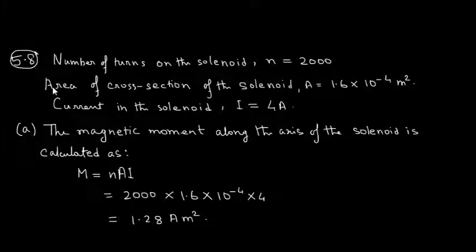So here we have number of turns on the solenoid, that is n is equal to 2000. Area of cross section of the solenoid A is equal to 1.6 multiplied by 10 to the power minus 4 meters square. Current on the solenoid I is equal to 4 ampere. A, the magnetic moment along the axis of the solenoid is calculated as NAI. Putting the value of N, A and I as 2000 multiplied by 1.6 multiplied by 10 to the power minus 4 multiplied by 4, which is equal to 1.28 ampere meter square. Let us see the next part of the solution.